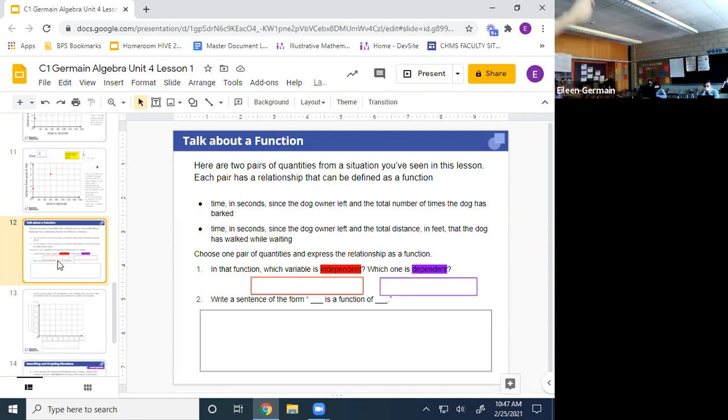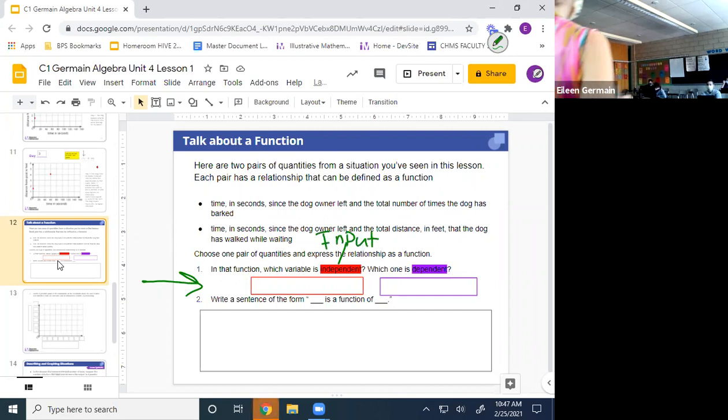What you're going to do once you pick one of those scenarios is, number one, identify independent and dependent variables. What's another synonym for independent variable? Same meaning as independent variable. If we're talking about input versus output, very good, Gabe. It's going to be our input.